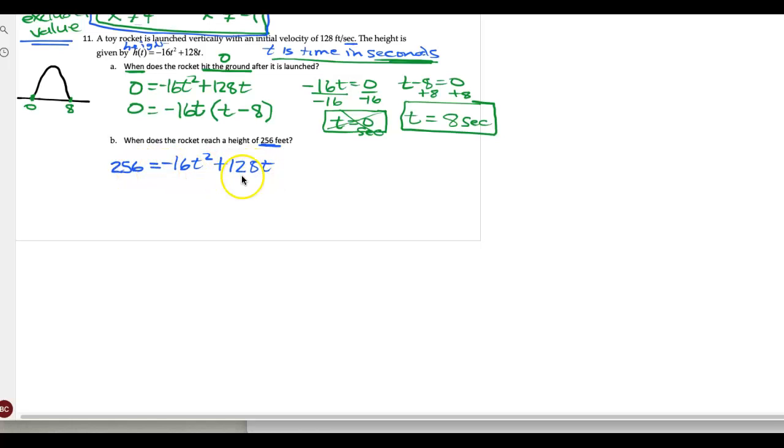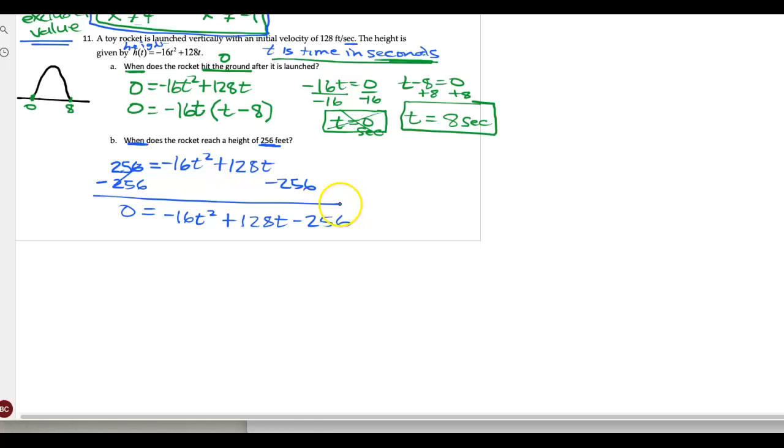Okay, now what do I do from here? So I'm trying to solve. Again, it's saying when, so I'm trying to find the time in seconds. So I need to solve for t. How would I go about solving this for t now? Subtracting 256. Yep. Got to get everything over to one side and put the other side equal to 0. So this is gone, leaving 0 equals negative 16t squared plus 128t minus 256. Okay, so now what can I do with this?